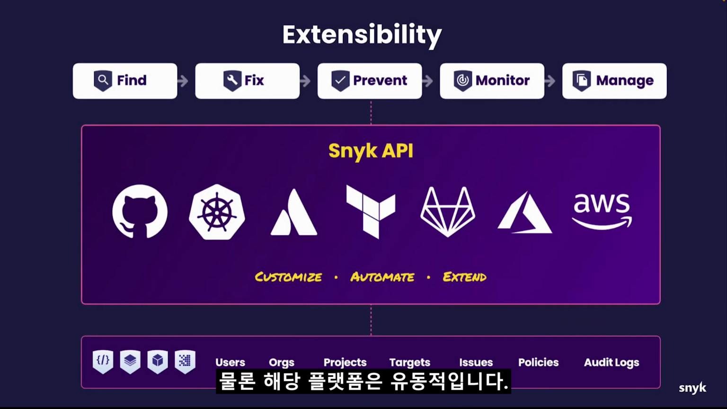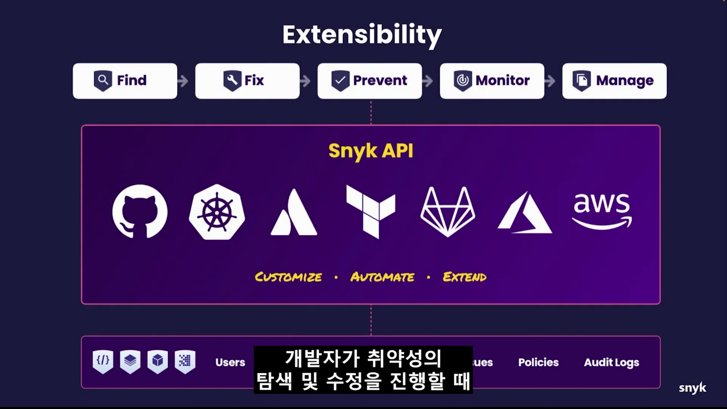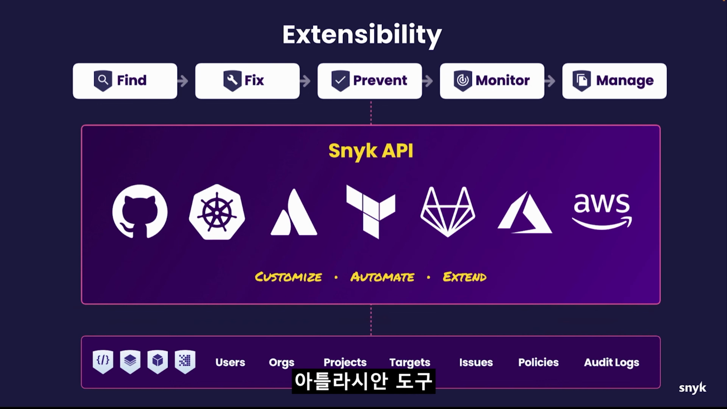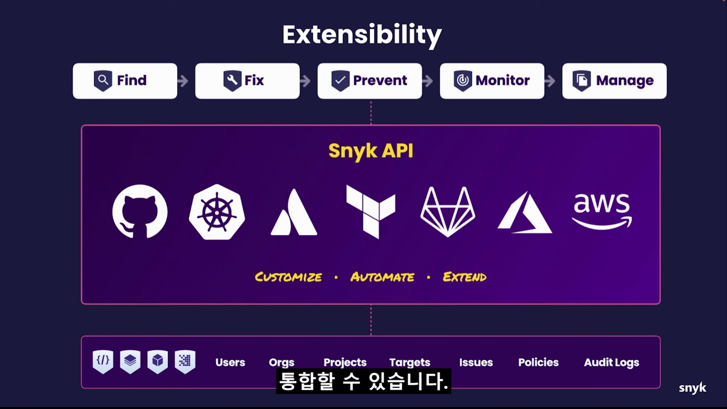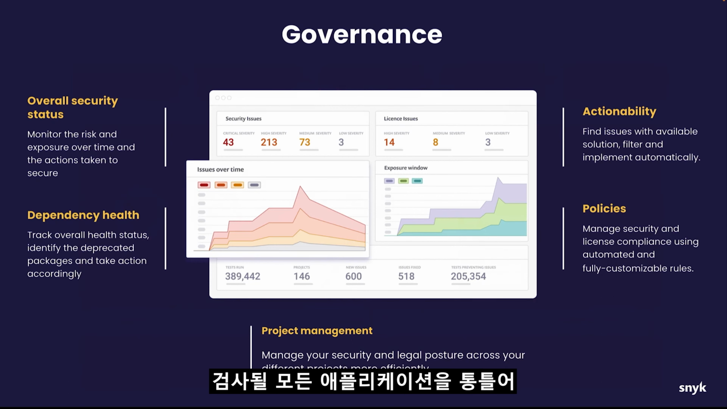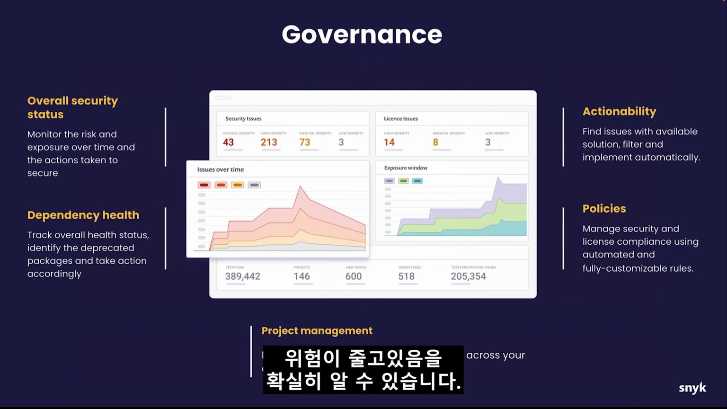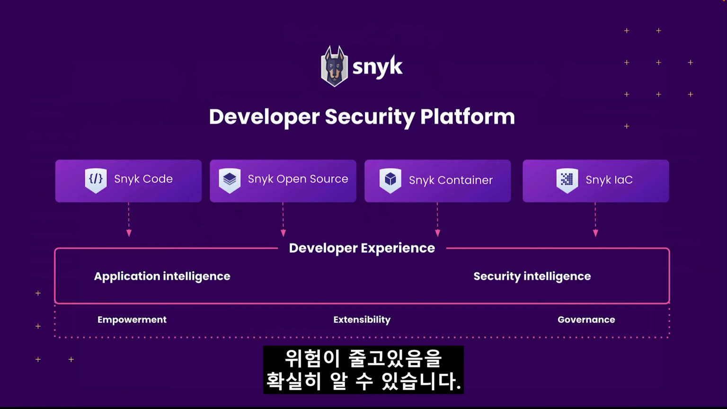And of course, this platform is extensible. As your developers are going through and finding and fixing vulnerabilities, we can integrate with their Git repos. We can integrate with your tools like Atlassian, your CI/CD tools, your infrastructure as code tools, and your cloud, of course, as well. And across all of these applications that might be tested, we provide the governance that you need to show that developers are actually taking care of the vulnerabilities that they're detecting. So you know with assurance that your risk is being reduced.